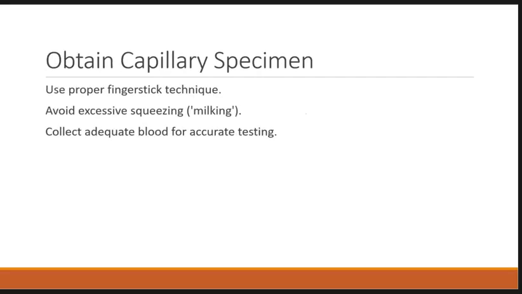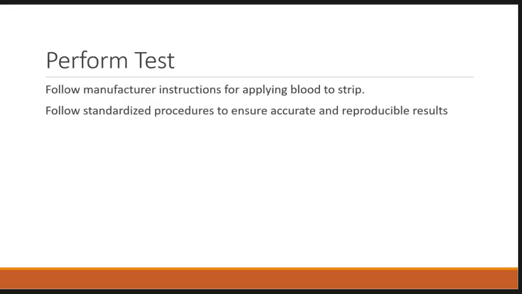The nurse should perform the fingerstick using proper technique to obtain an adequate drop of blood without squeezing or milking. And if you've ever seen a cow milked, they squeeze down and it's very difficult for more milk to follow through until they release. This can result in a sample which is diluted with tissue fluids and cause inaccurate results. Correct specimen collection is essential for obtaining reliable glucose measurements.